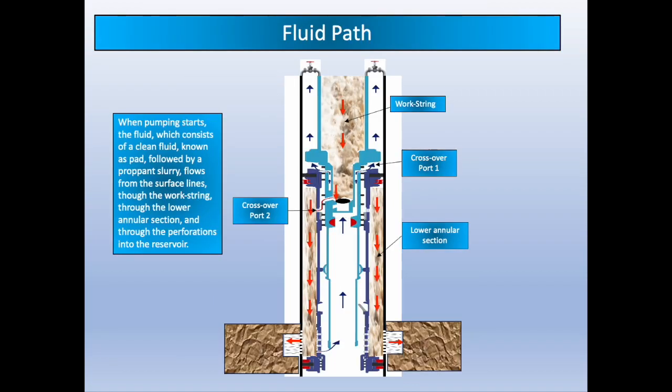This other diagram shows the fluid path. When pumping starts, the fluid, which consists of a clean fluid known as pad, followed by a proppant slurry, flows from the surface lines through the work string, through the lower annular section, and through the perforations into the reservoir.